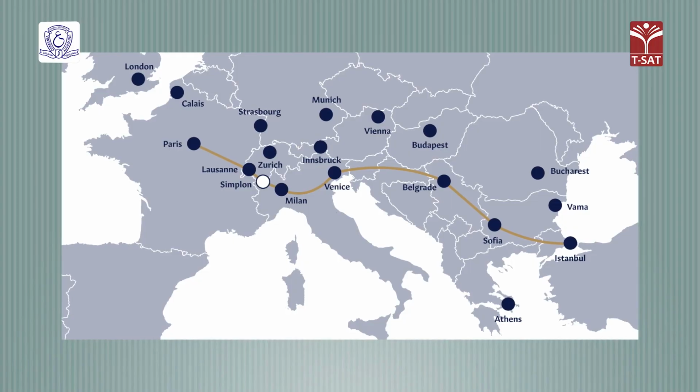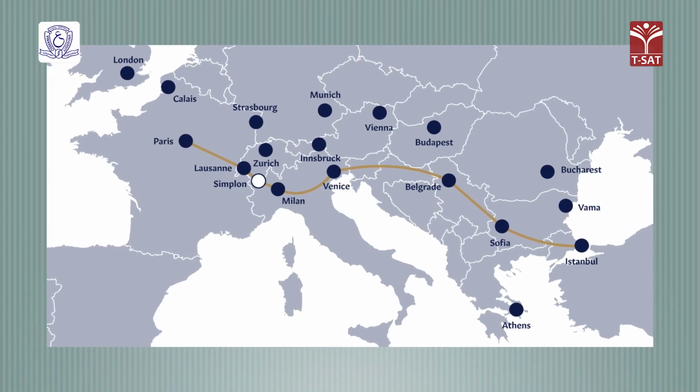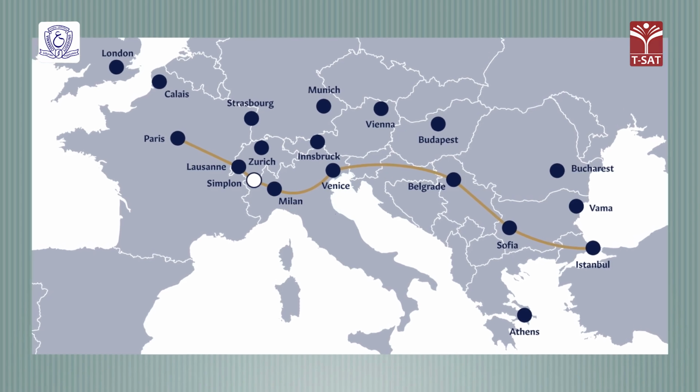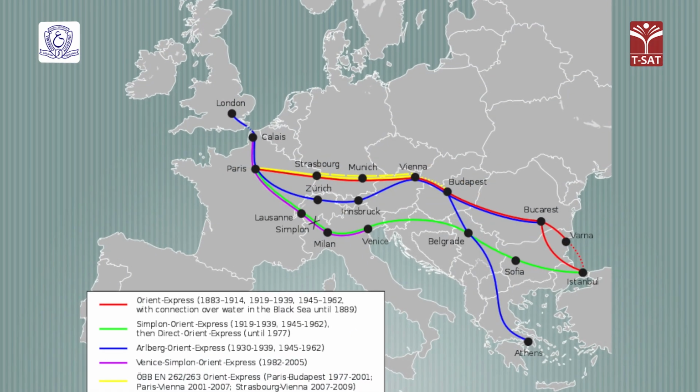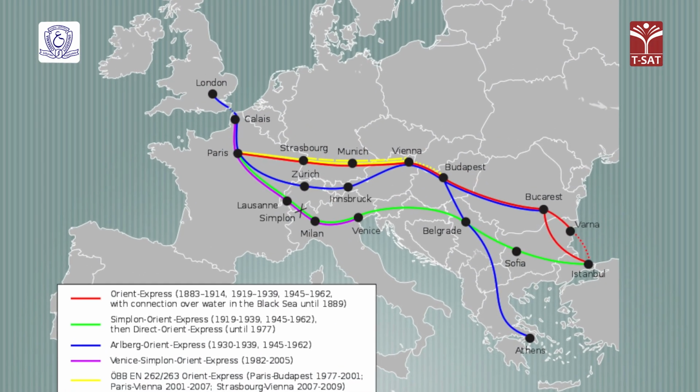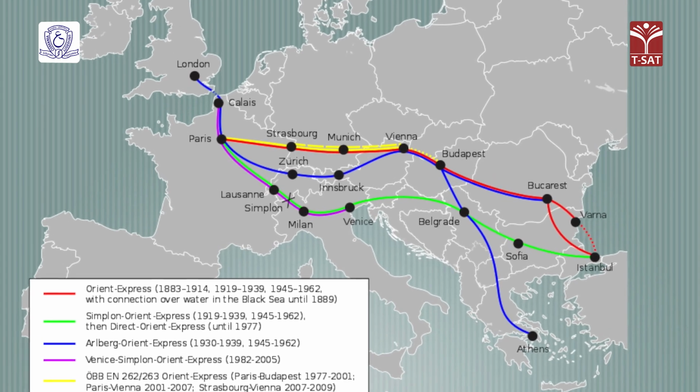You may be aware of the Orient Express. The Orient Express runs from Paris to Istanbul, passing through cities such as Strasbourg, Vienna, Budapest, Munich. These are the important centers in this particular continental railway.